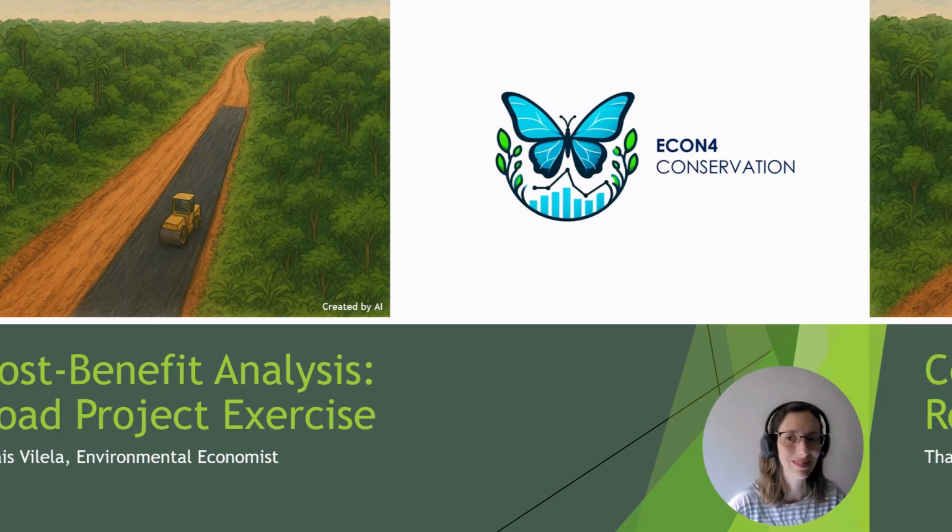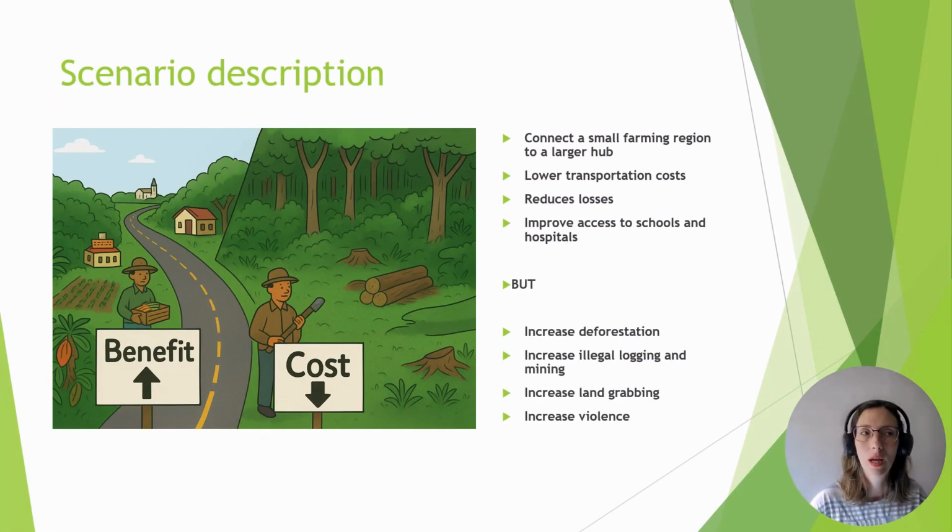So let's dive in. Imagine a project to pave 100 kilometers of roads in the Amazon forest. According to the government, which in this example is the project's proponent, the road is considered essential for three main reasons. First, connecting farmers to markets. Local farmers produce cassava, cacao, and Brazil nuts, but poor road conditions limited their access to larger markets.